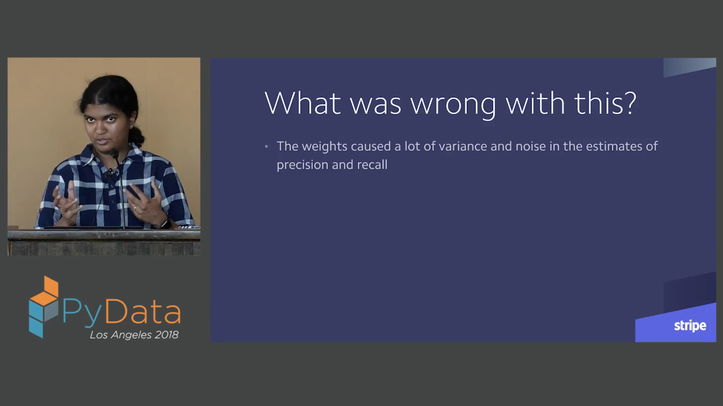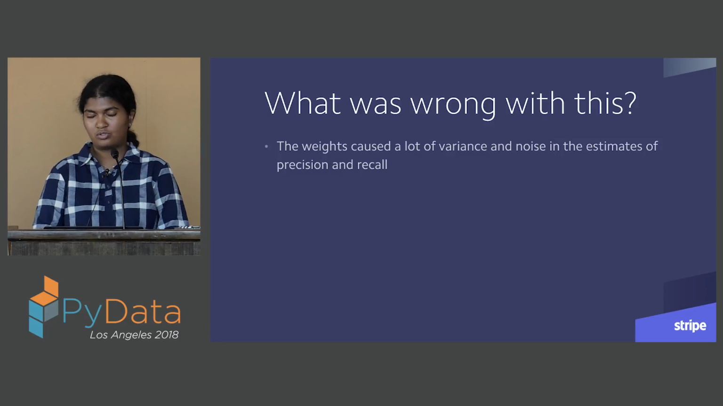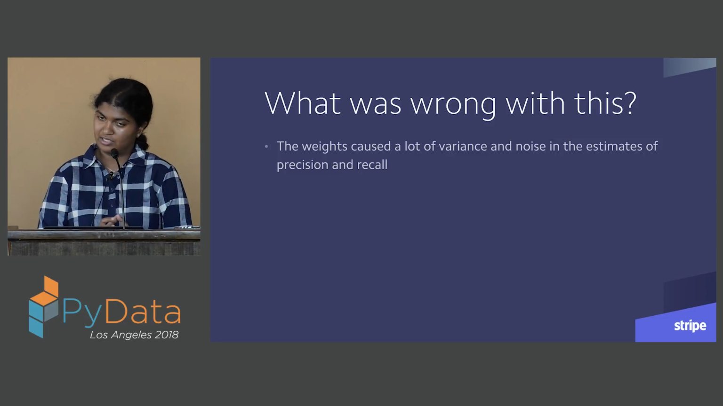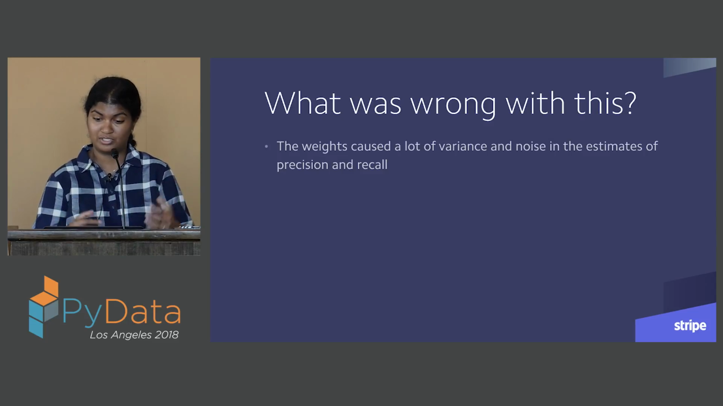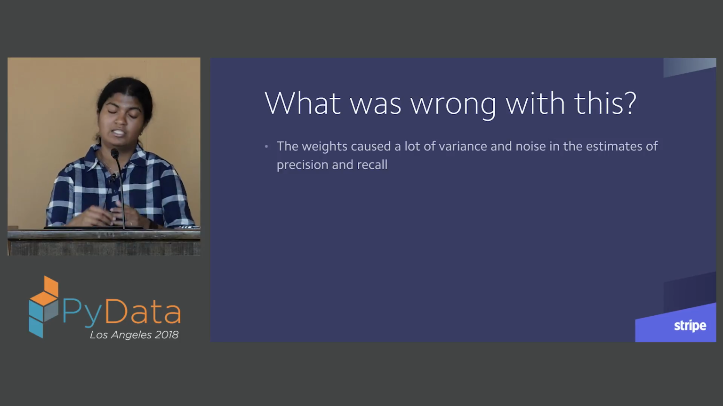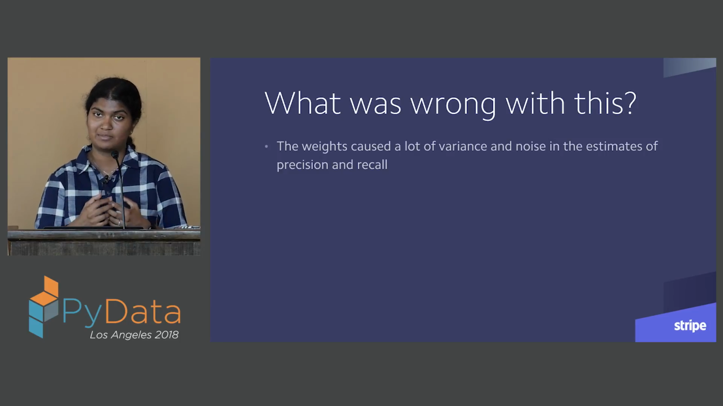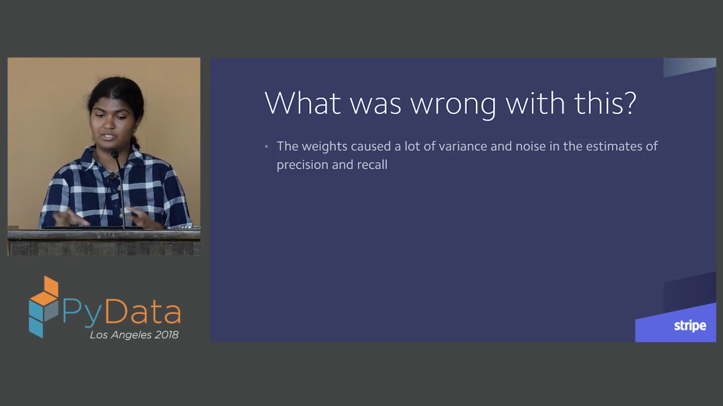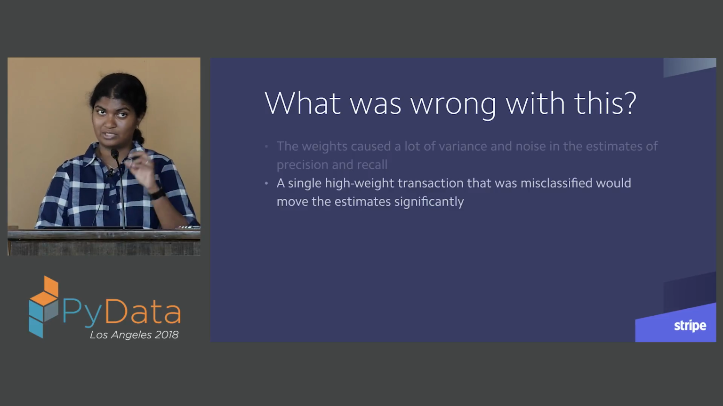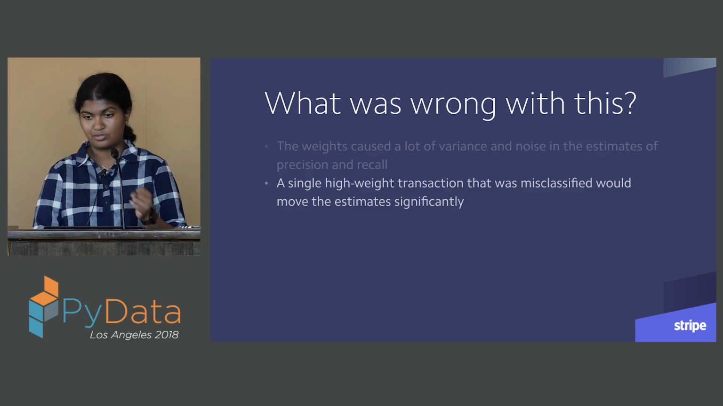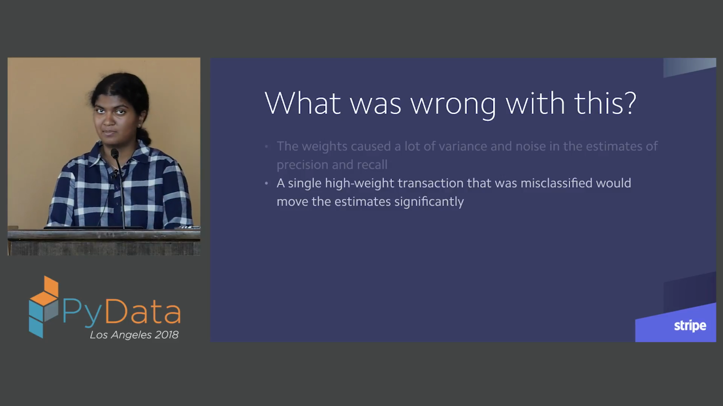These 1 over p allow weights had a lot of variance and noise. This ended up causing variance when we were estimating precision and recall using these weights. A single transaction with a high weight that we got wrong could shift the estimates significantly.